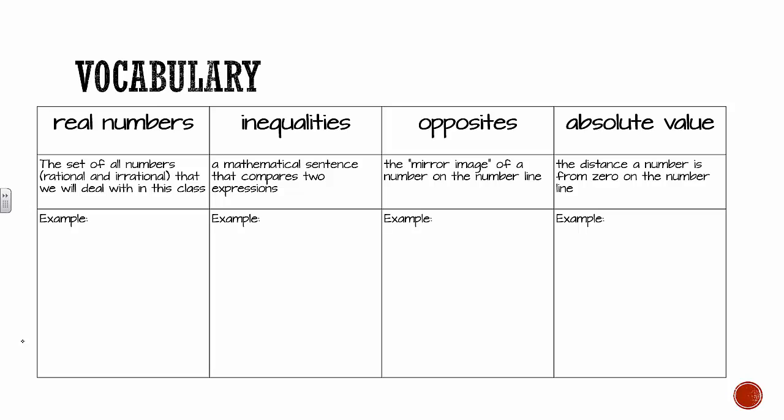Inequalities are mathematical sentences that compare two expressions that are not equal to each other. Opposites are like the mirror image of a number on a number line. So mirror image around 0. And then the absolute value of a number is the distance that a number is from 0 on a number line. Remember, absolute values are always positive because it's talking about distance.